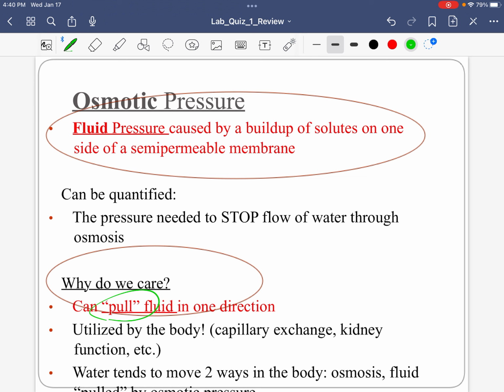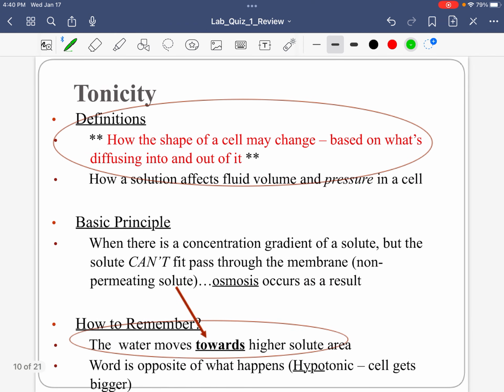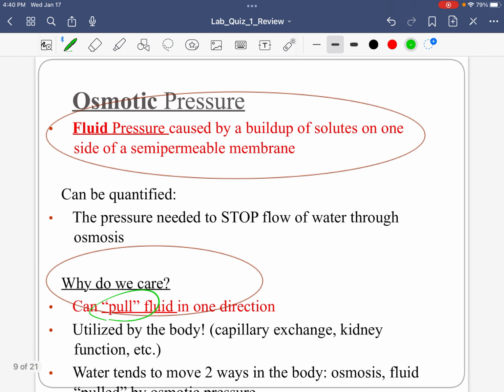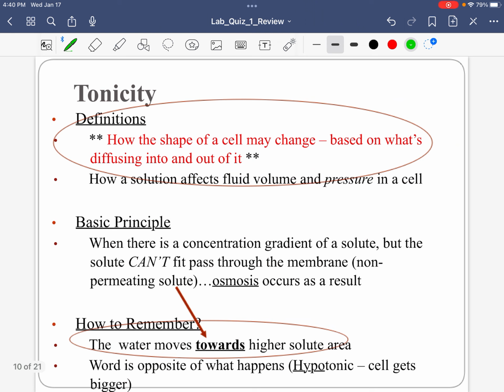So osmotic pressure, it's a fluid pressure that can build up on one side of a membrane. And it means that we can pull fluid in one direction. I'm just giving you these bullet points, folks. We're going to be utilizing this principle of osmotic pressure in discussing tonicity. You're going to get this with Dr. Mastrangelo too. Now, there's so many ways to define tonicity, but I like to define it this way, what I have circled in red, because I think this is a good starting point.